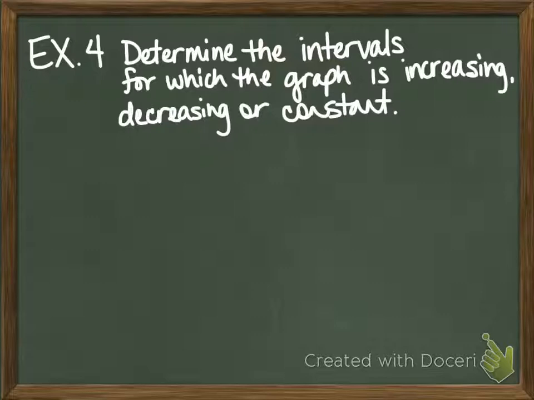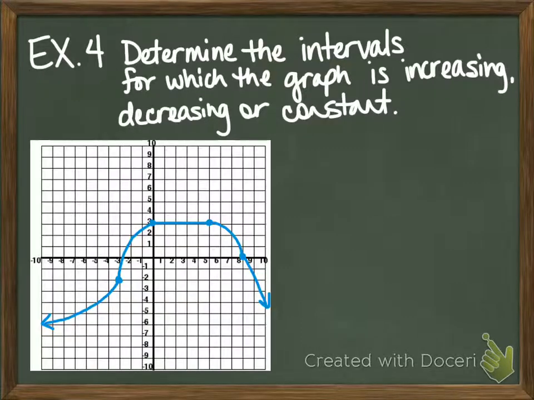Okay, so now example 4, we're going to determine the intervals for which the graph is increasing, decreasing, and or constant again. So here's this function, kind of crazy. It's got lots of different bits and pieces going on. So first we're going to start with the increasing parts of the function. Increasing means it's going up, so from left to right, if it looks like it's going up. Okay, so this is the only part of the graph that's increasing.